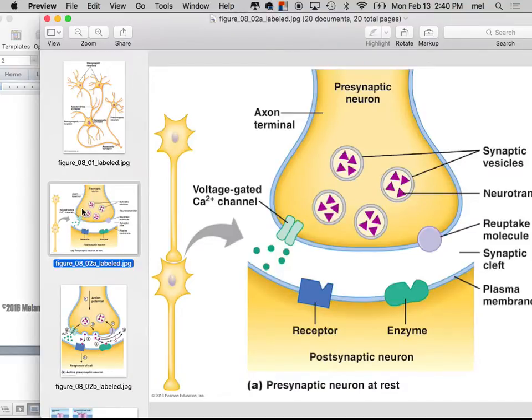So let's look at the basic anatomy of a chemical synapse, and we'll sort of build one on the board as we do. Okay, so a chemical synapse, let's say we've got two cells communicating with one another. So we'll start with cell A.